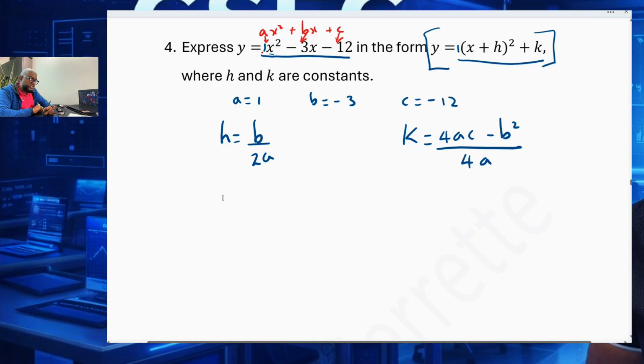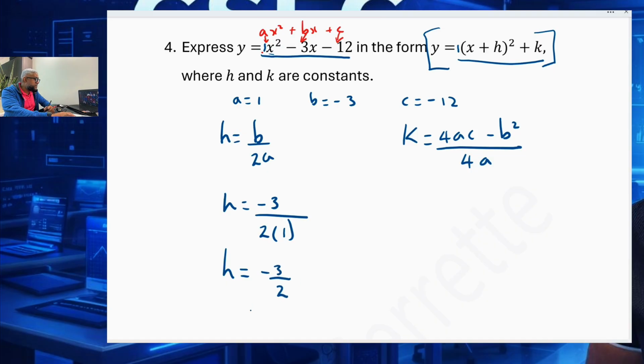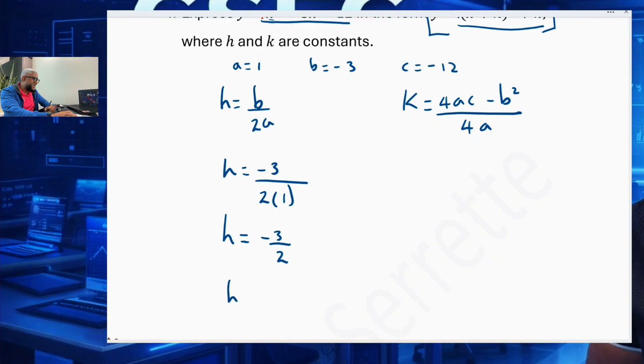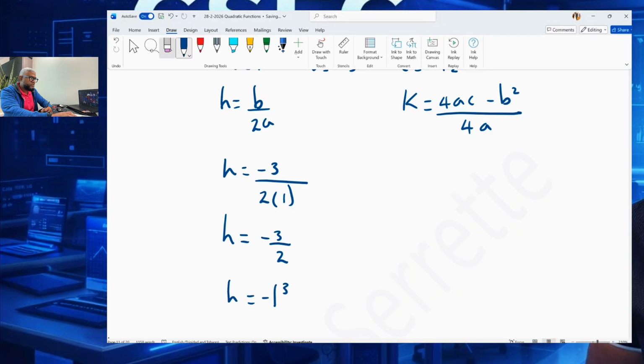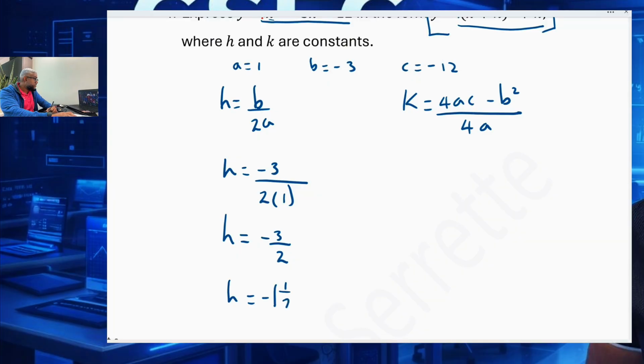So h would be equal to negative b over 2a. B is negative 3. You simply replace b with negative 3, all over 2 by what is a? A is 1, right? So h will be equal to negative 3 over 2. Simple as that, right? Let us write it as a mixed number. So h will be equal to negative 1 and 1 over 2. Everybody good here? We winning, right? Very good. You can write.